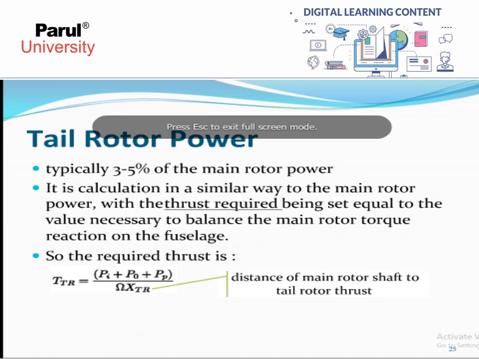Typically tail rotor is nothing but 3 to 5% of the main rotor. Okay, first we have to calculate main rotor, then we consider 3 to 5% for tail rotor, and tail rotor is in the term of thrust required. What is the thrust for tail rotor? It is nothing but summation of power Pi plus P naught plus Pp divided by omega into XTR. Omega is the rotation, XTR is the distance of main rotor shaft to tail rotor thrust. Now we have to multiply with velocity, then we will get tail rotor power also from here.